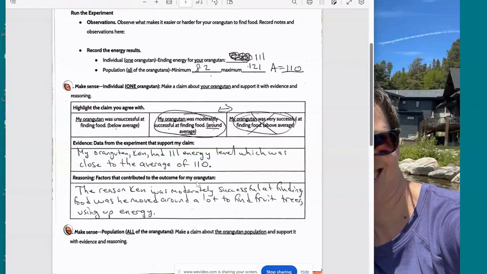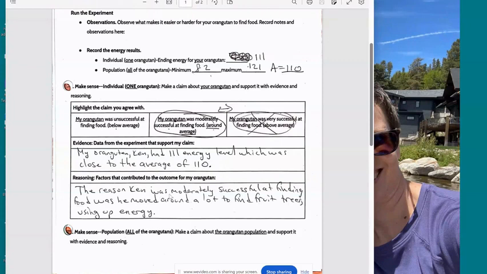Remember, evidence needs at least 2 numbers. So you need your orangutan's energy level, and then you need minimum, maximum, average, or 2 of the numbers, depending. We wrote it this way, and this is how you can structure yours. My orangutan, Ken, had 111 energy level, which was close to the average of 110, but you could compare that to the minimum or the maximum if that works better for your orangutan.